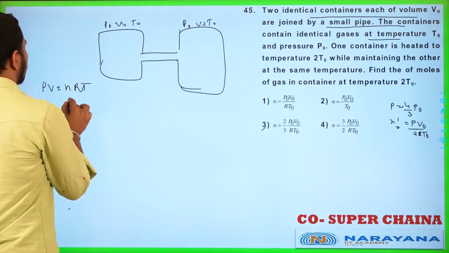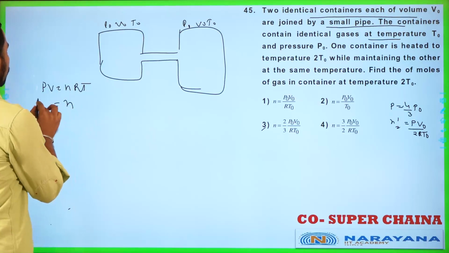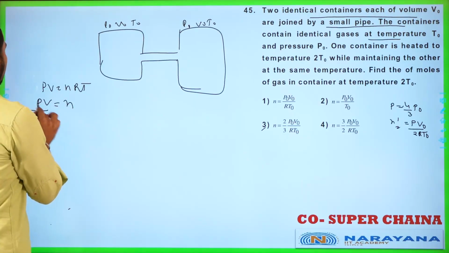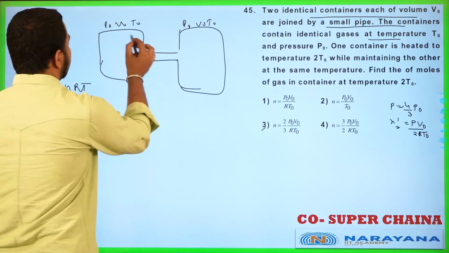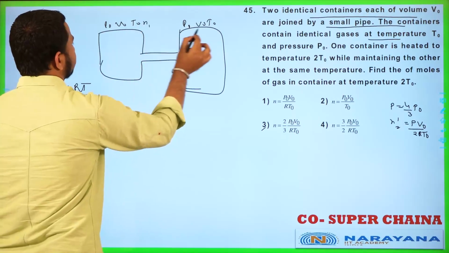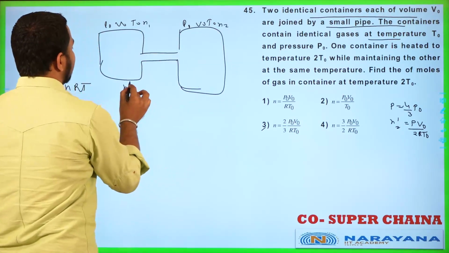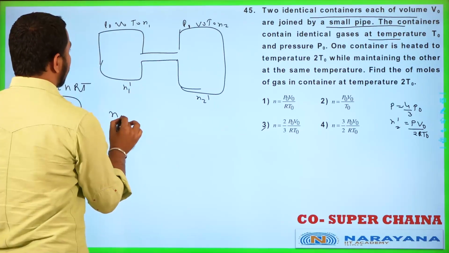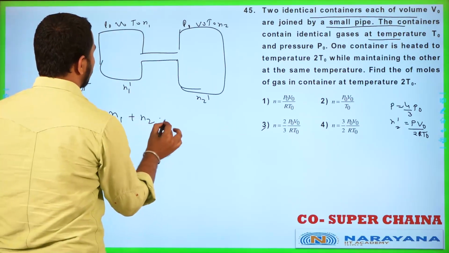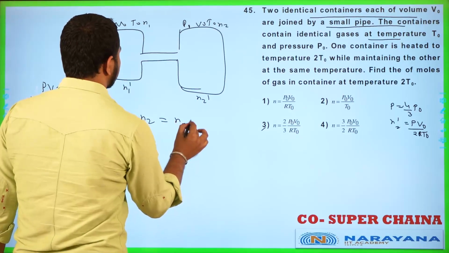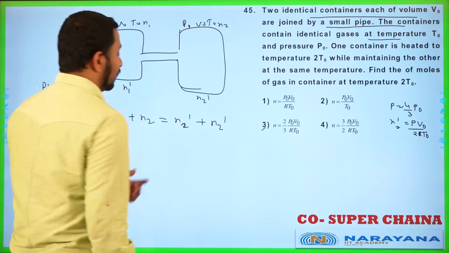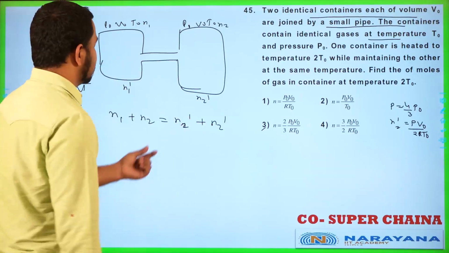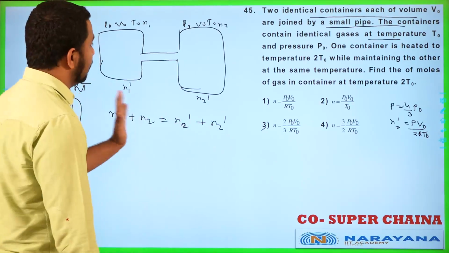We know n will be equal to PV by RT. Students, the number of moles, if I denote them here as N1 and N2, after heating will become N1 dash and N2 dash. The number of moles will not change. N1 plus N2 will be equal to N1 dash plus N2 dash. The number of moles is fixed, initially and afterward.